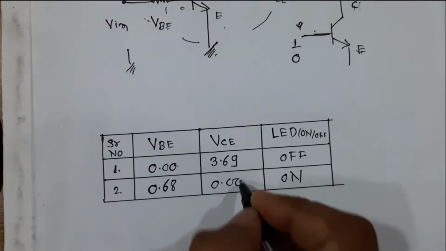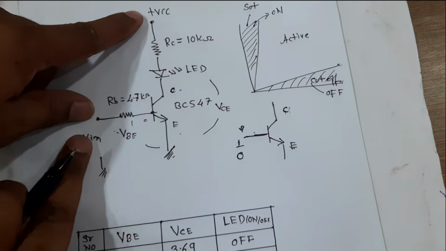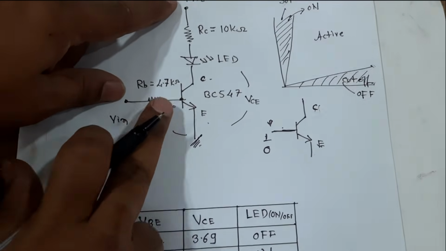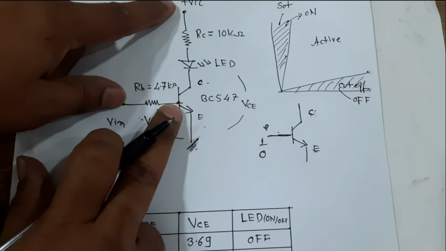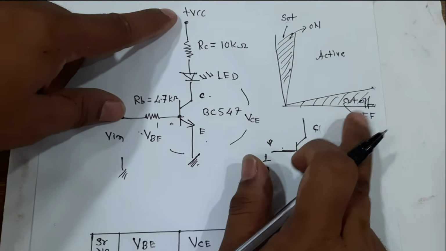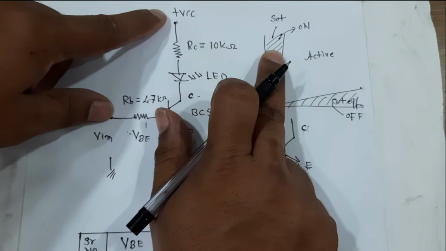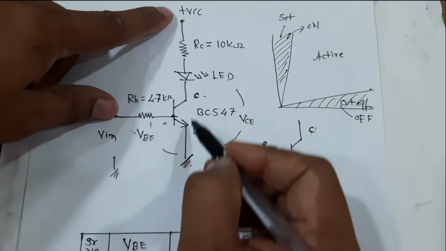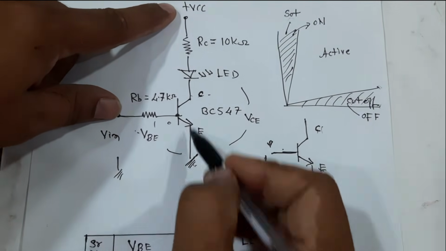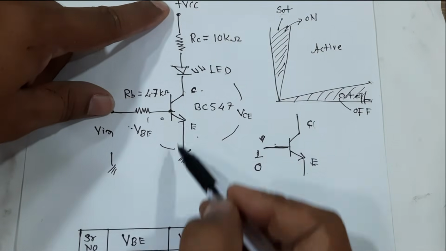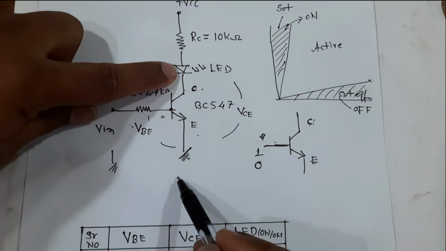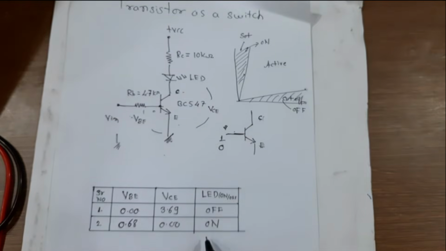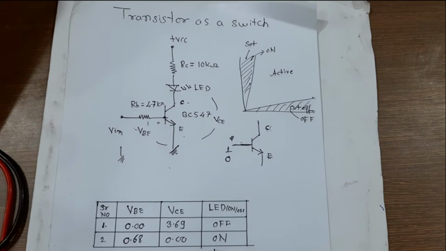Now why is it 0? Because we are giving the base voltage as logic 1, that is 5 volt, the base current is flowing. As the base current flows, the transistor goes from the cutoff region to the saturation region, so there is a direct flow of charge from collector to emitter. The collector is directly shorted to the ground, which means this voltage becomes 0, and as there is a flow of charge in the circuit, the LED turns on. So here we have understood how the transistor can work as a switch.